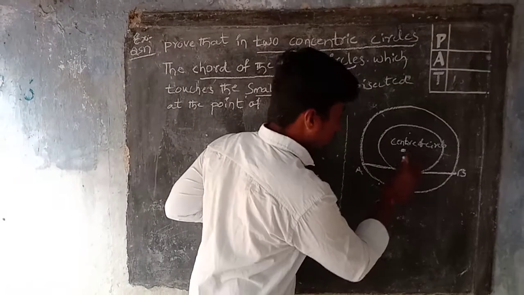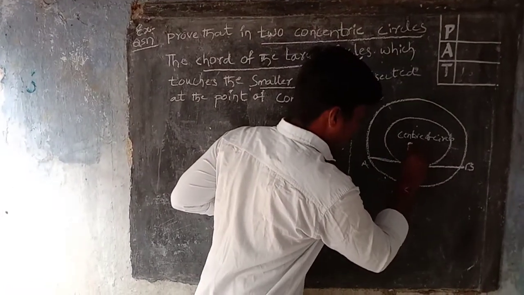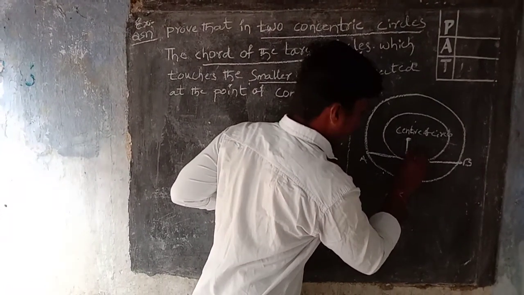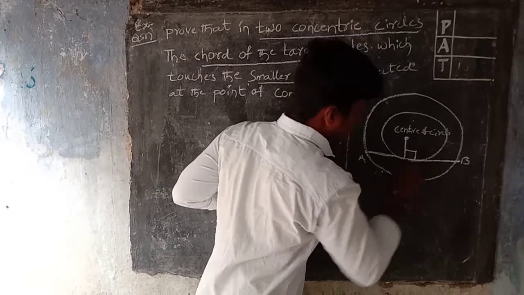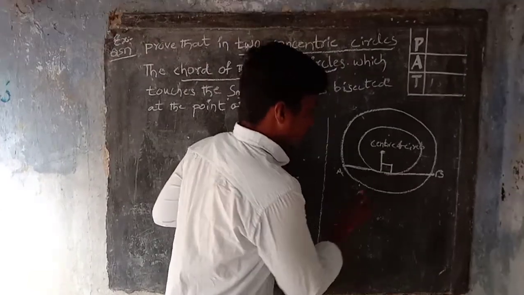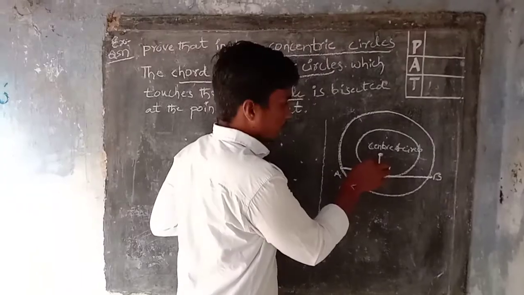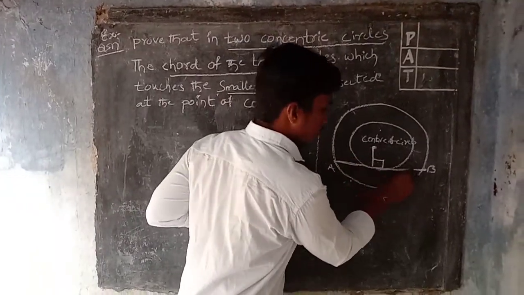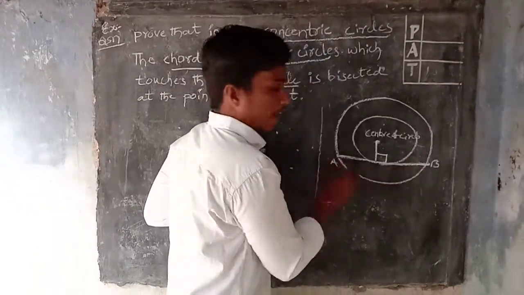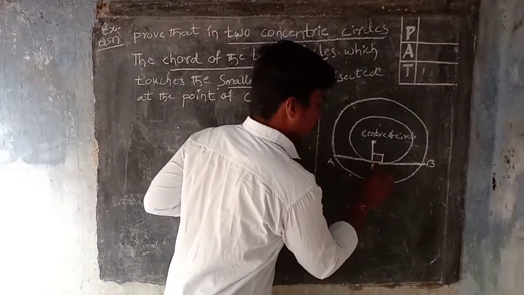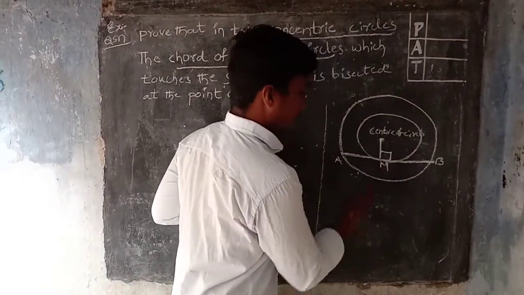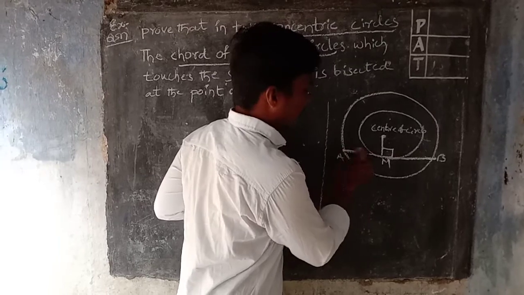And we know that here the radius makes an angle of 90 degrees. This radius from the center of the circles to the tangent makes an angle of 90 degrees, and this is the midpoint M. This is point A and point B.